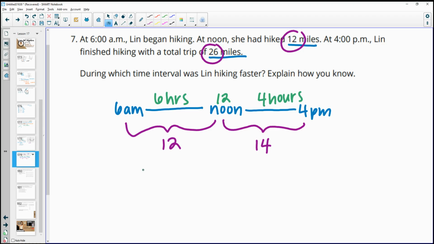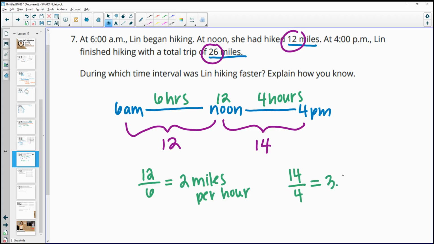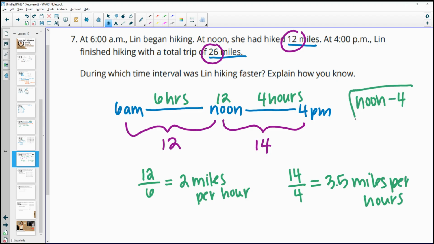You can also calculate it. So this one, she went 12 miles in 6 hours. So that gives us 2 miles per hour that she's hiking for her speed. And here we're 14 miles in 4 hours. So 14 divided by 4 gives us what, 3.5 miles per hour. So that's faster. Okay, so the noon to 4 is when she was hiking faster.